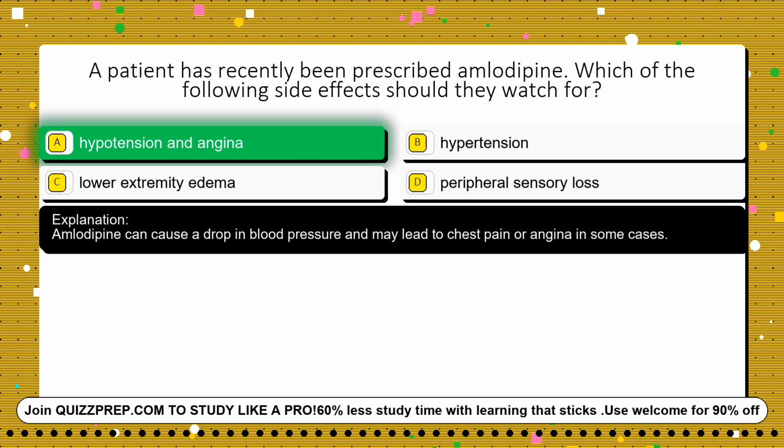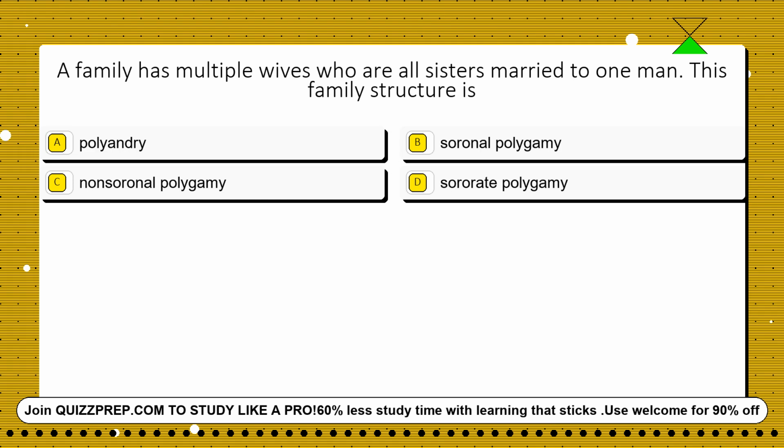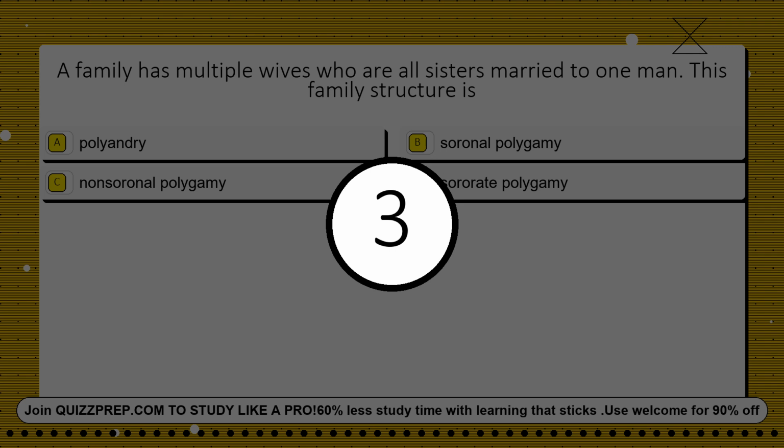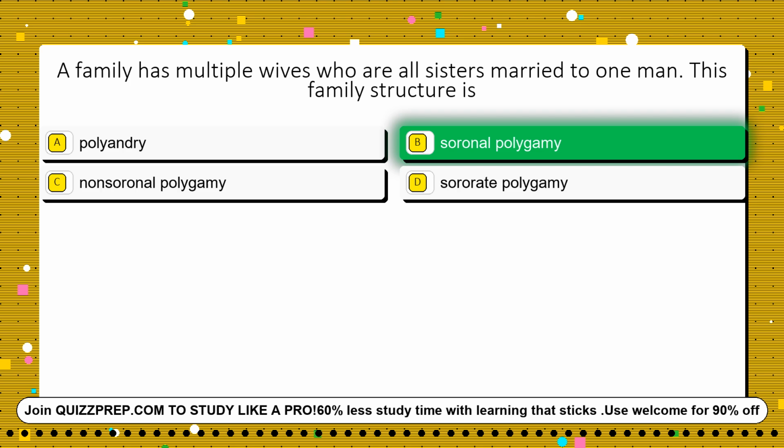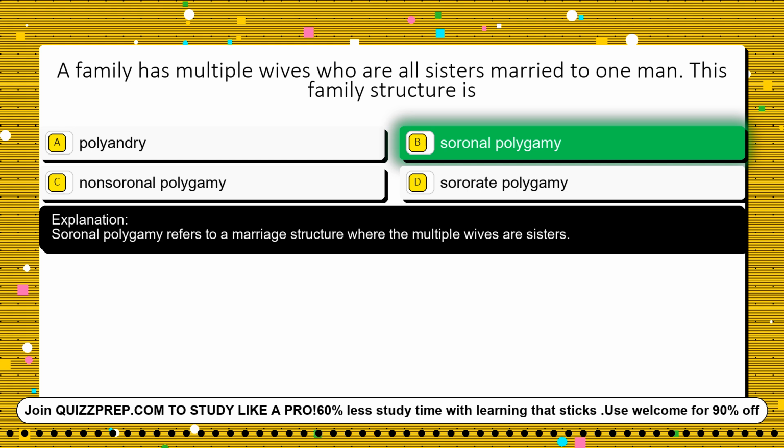Question 104. A family has multiple wives who are all sisters married to one man. This family structure is: Option A. Polyandry. Option B. Sororate polygamy. Option C. Non-sororate polygamy. Option D. Sororate polygamy. The correct answer is option B. Sororate polygamy. Sororate polygamy refers to a marriage structure where the multiple wives are sisters.